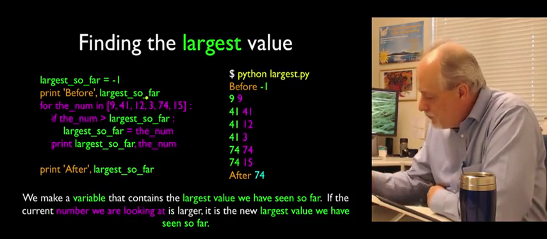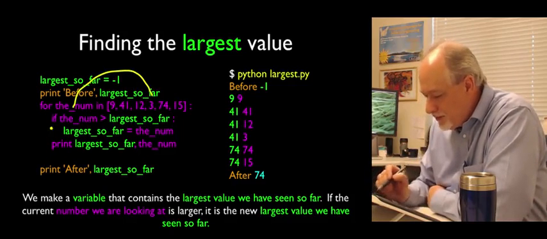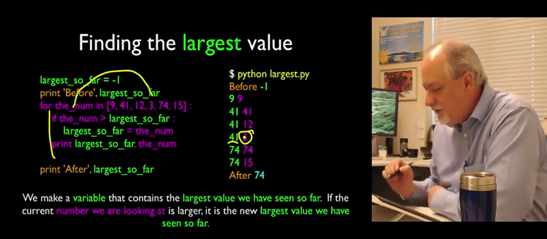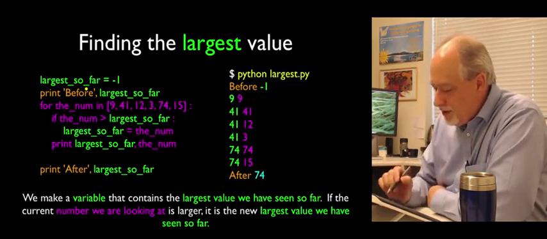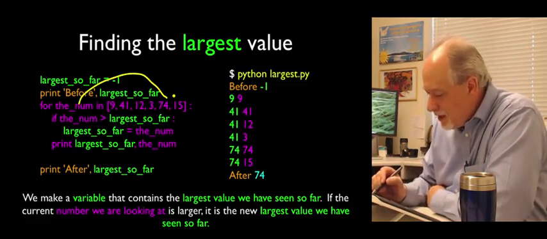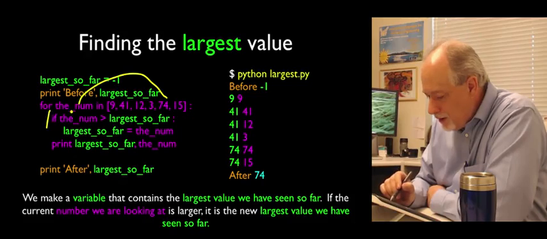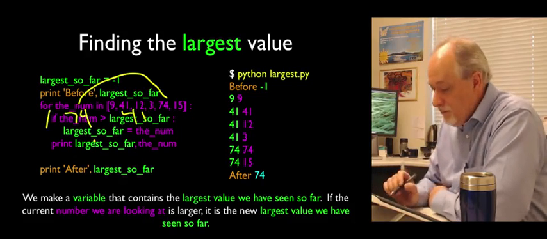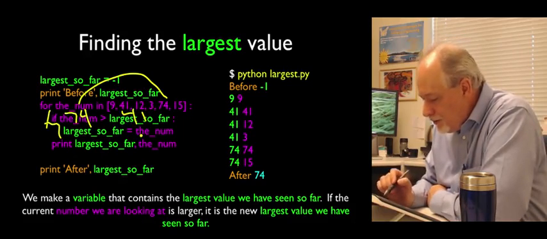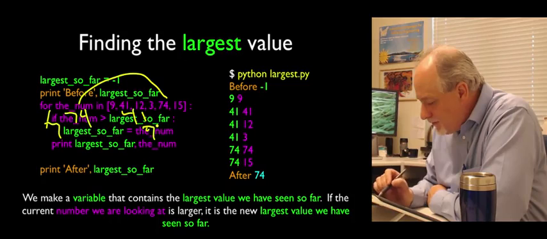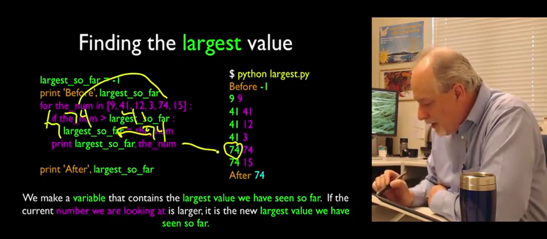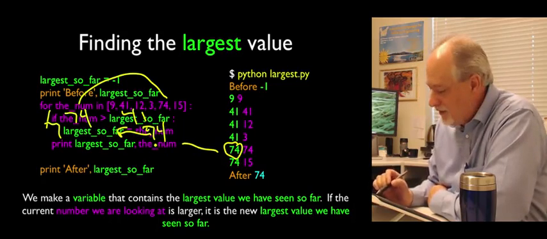Similarly, the_num advances to 3. We skip. So we saw 3, but the largest so far is still 41. Continuing, the_num is now 74. It runs. 74 is greater than 41, and so we run this code. And so we say 74 is stuck in largest so far, and indeed then we print it out, and largest so far is now 74.